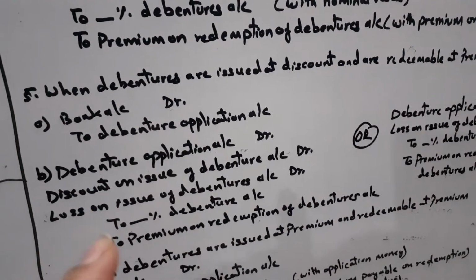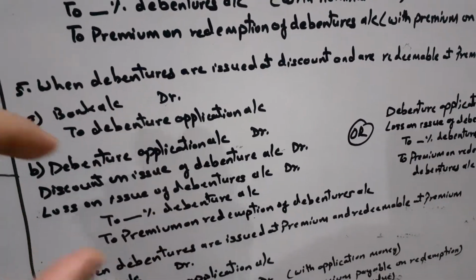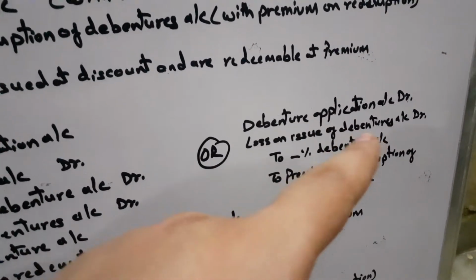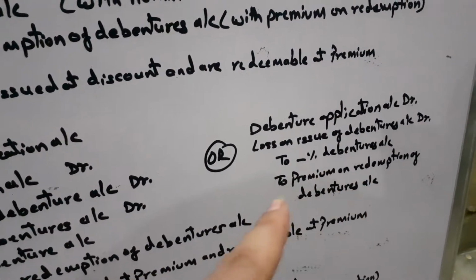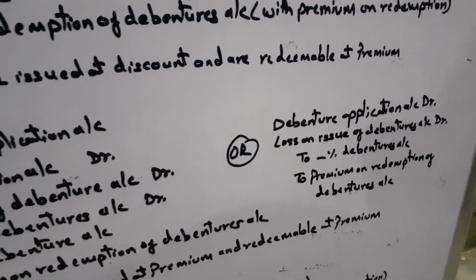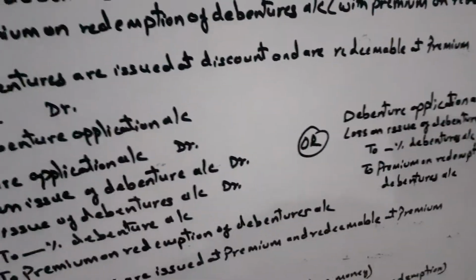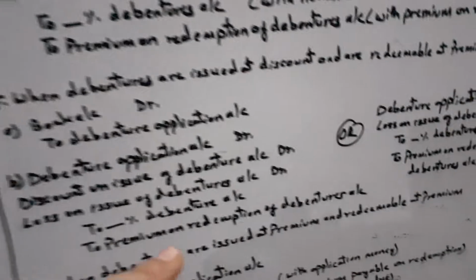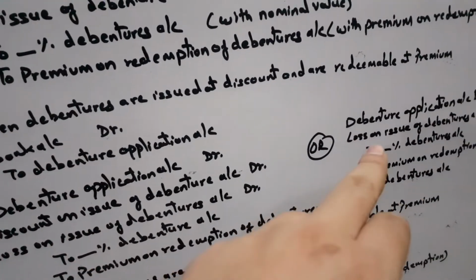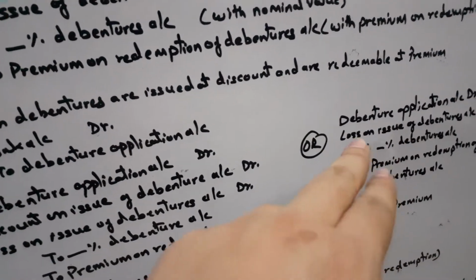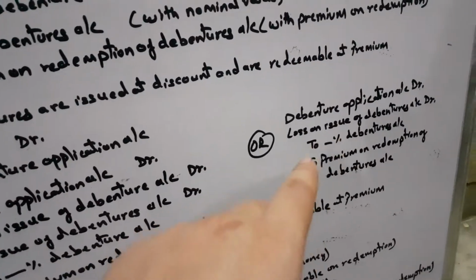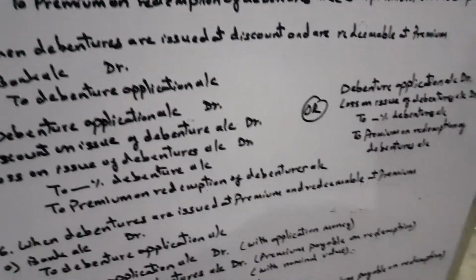There is another way of writing this entire entry. The second entry here I have mentioned: debenture application account debit, loss on issue of debentures account debit, 2% of debentures account to premium on redemption of debentures account. This loss, in that one entry you have to include two amounts. What two amounts? In the earlier entry we showed them separately, discount on issue and loss on issue. In this one I am writing only loss on issue, whereas while writing the amount I will be adding these two amounts, discount plus loss. So this is the alternative way of writing.